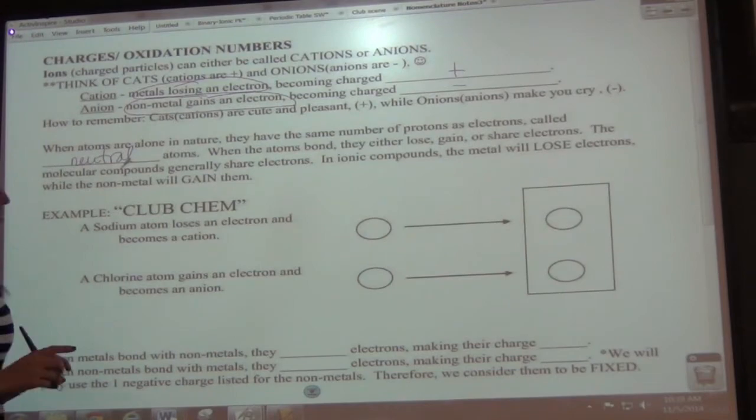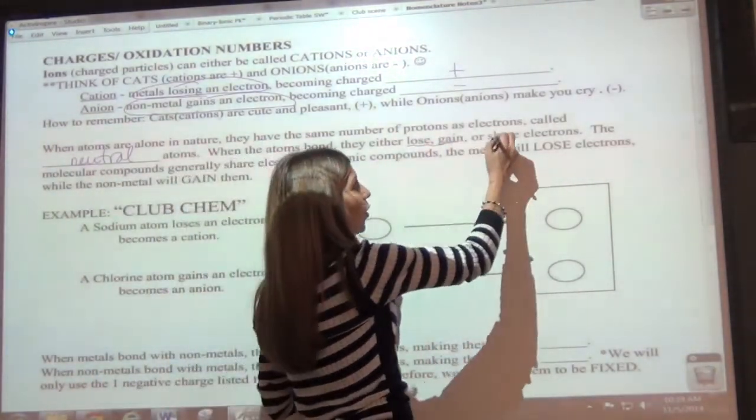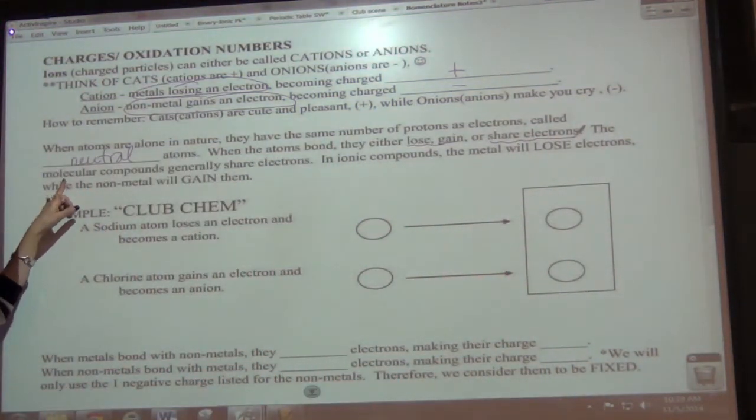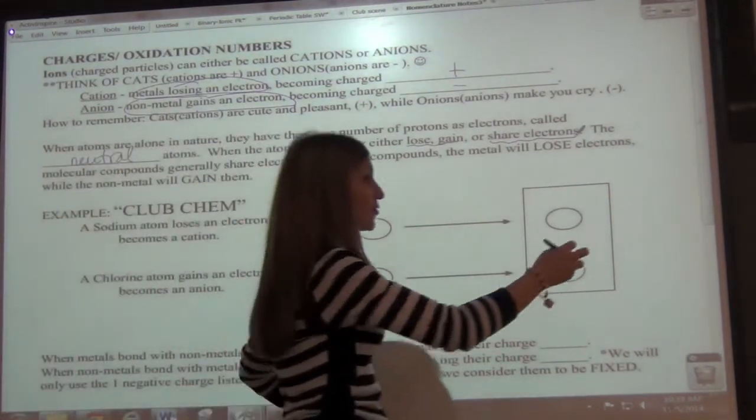When the atoms bond, they will either lose or gain, or they will share their electrons. The molecular compounds will generally share, but then ionics are going to lose and gain. We're going to do Club Chem in just a little bit. Let's answer the questions underneath first.